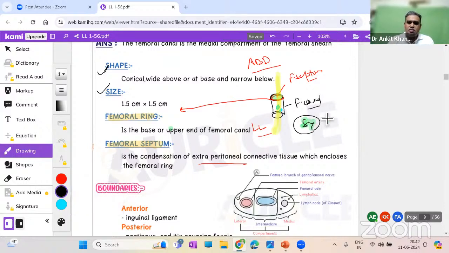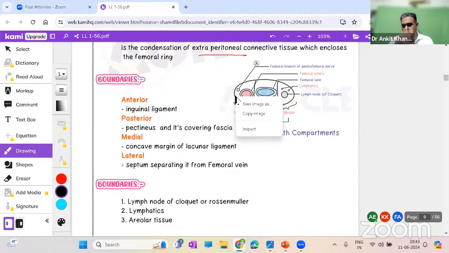Simple as that. So remember, canal anatomy: what is the femoral ring, the femoral septum, and then the canal boundaries. Because if you are going for surgery, a surgeon has to know, or as a medical student, you should be knowing.